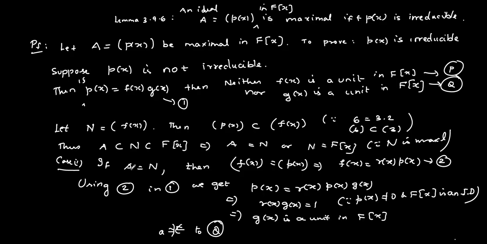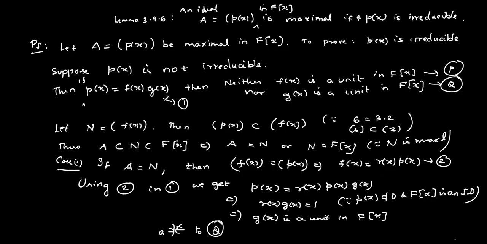Now first we will consider the case A equals N. Then the ideal generated by f of x, this is N, must be equal to the ideal generated by p of x. So this in turn implies that f of x can be written as some r of x into p of x. We shall name this as 2. And already here this we shall name as 1, and this one as statement p, and this one as statement q, and so on. This is equation 2 that we have.